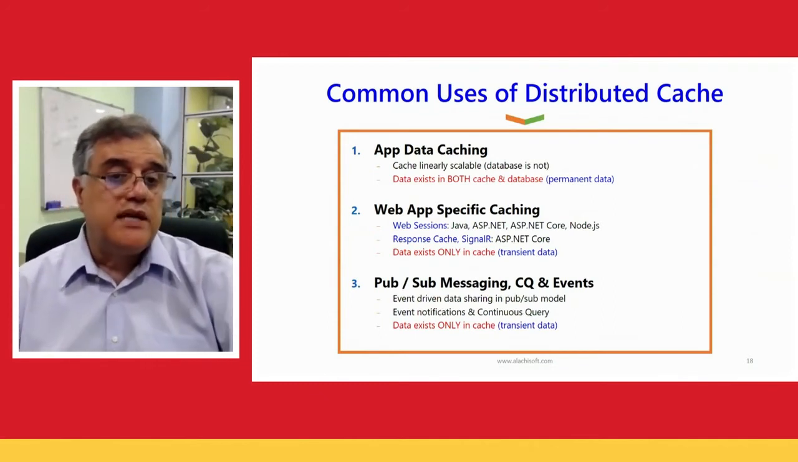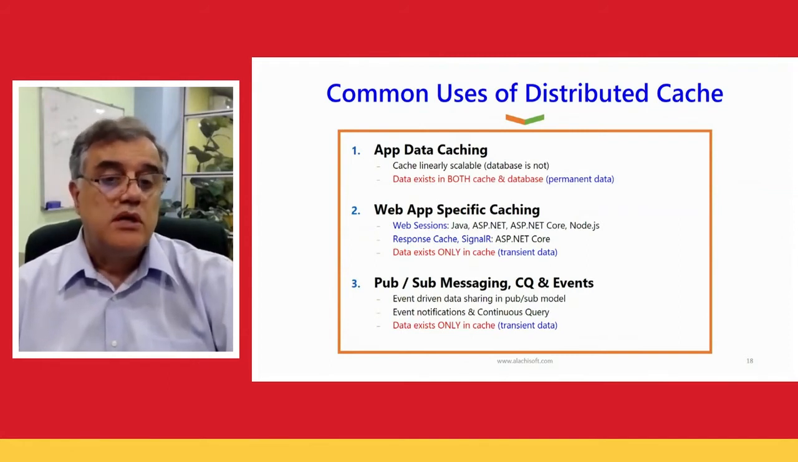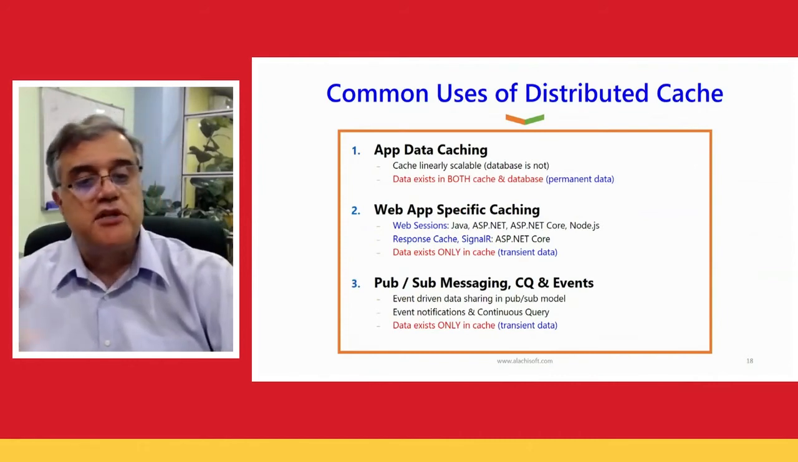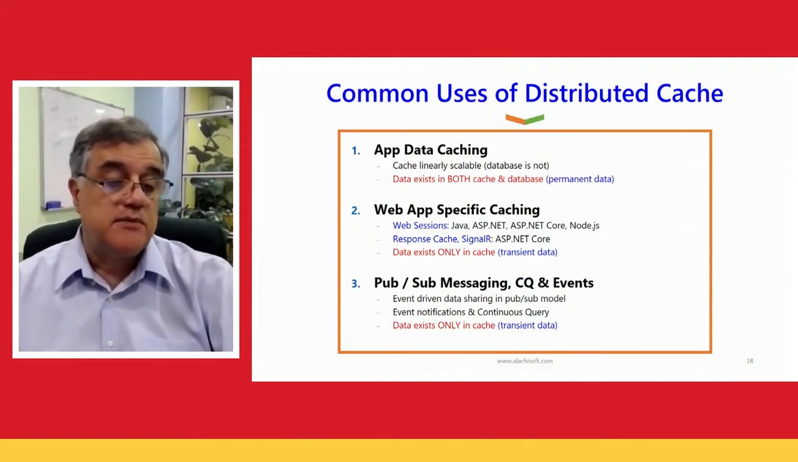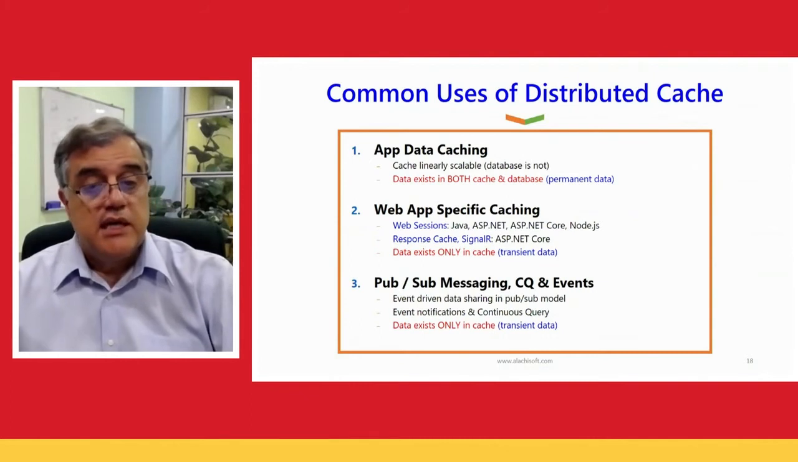Number 2 use case is the web application. And the most common use for web application is sessions. Whether you have Java, ASP.NET, ASP.NET Core, or Node.js, they all want to save their sessions in a fast and scalable store. And a distributed cache is a much better store than anything else that is out there, whether that's Java or .NET or Node.js.